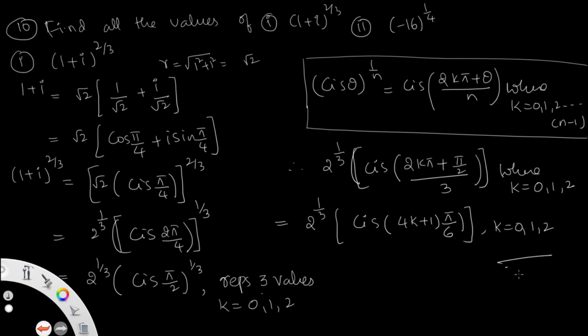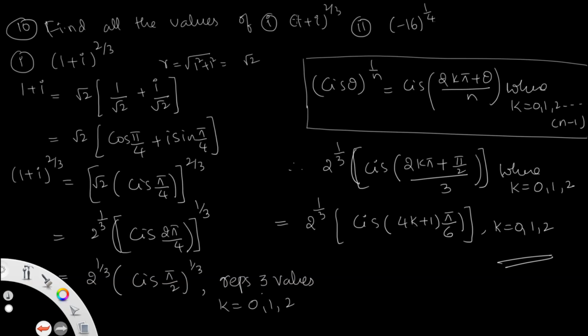If k equals 0, substitute, you get 2 to the power of 1 by 3 cis of pi by 6, the first value. The second value is 2 to the power of 1 by 3 cis of 5 pi by 6. And the third value is 2 to the power of 1 by 3 cis of 9 pi by 6. So those are the values of (1 plus i) whole to the power of 2 by 3.